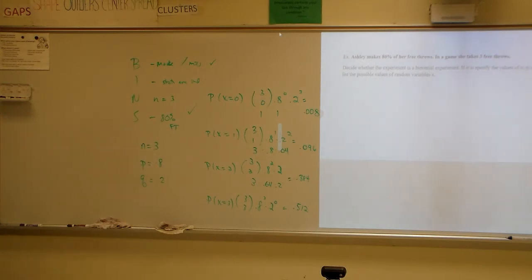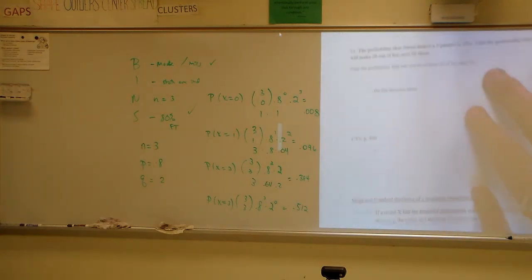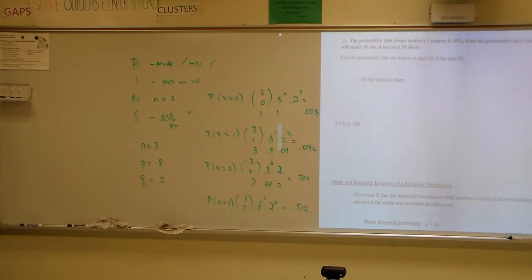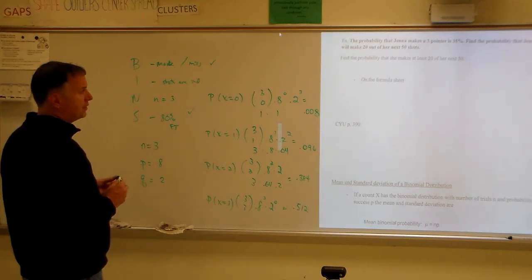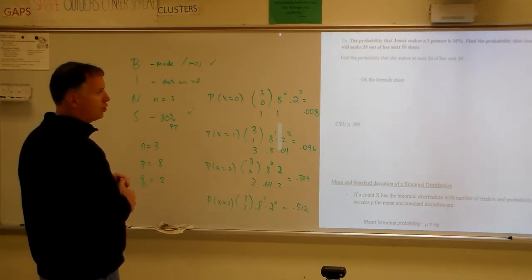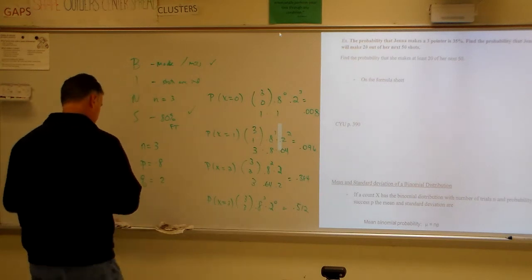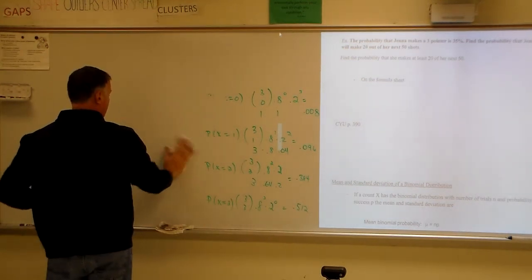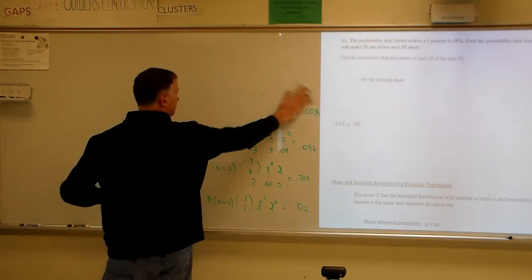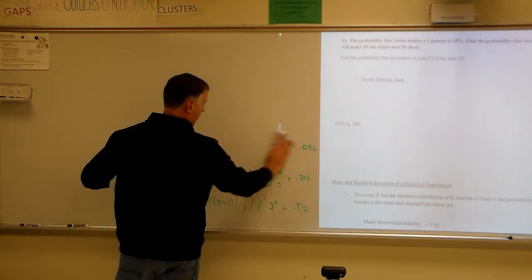All right, moving along, here we go. And here is where I'm going to show you the shortcut, okay? Let's do this one here. It says the probability that Jenna makes a three-pointer is 35%. Find the probability that Jenna will make 20 out of her next 50 shots. So I want you to set that up first. Set it up in that big long formula. And then I'll show you the shortcut.